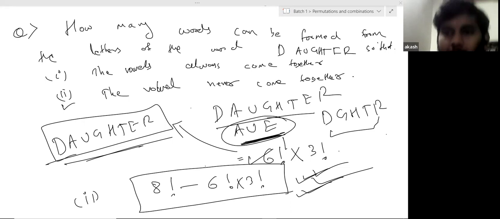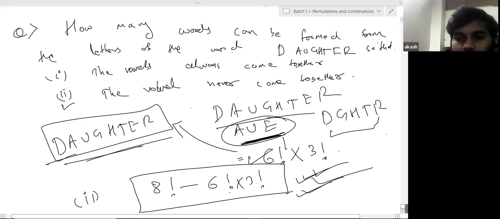We are doing the chapter permutations and combinations. Alright, and we finished permutations. Today we are going to learn about combinations. Write it down.